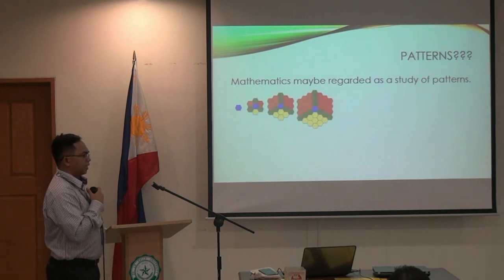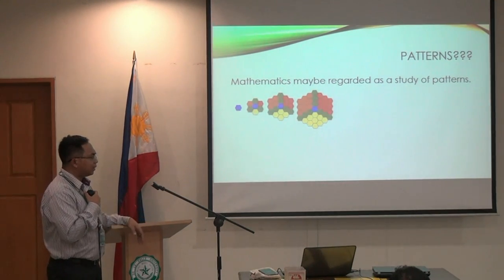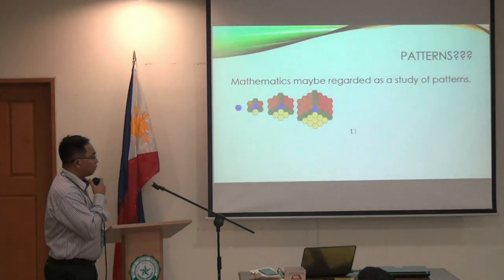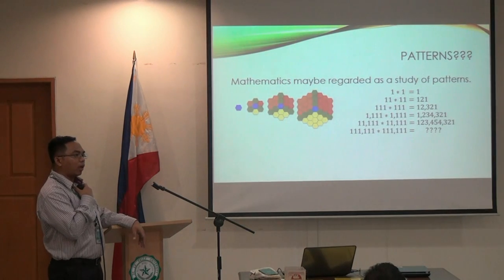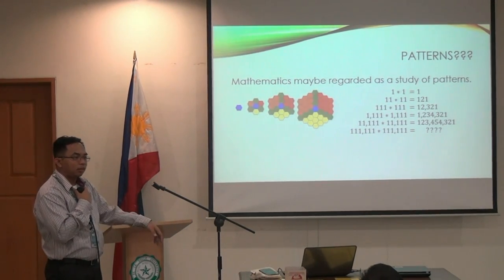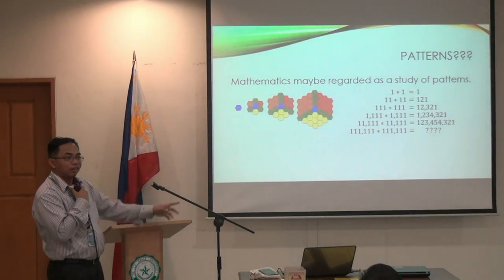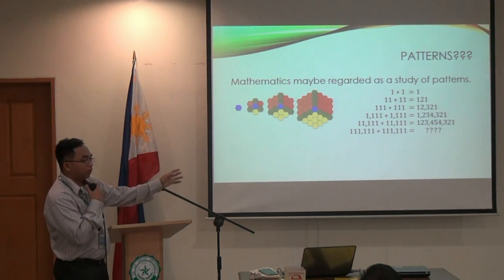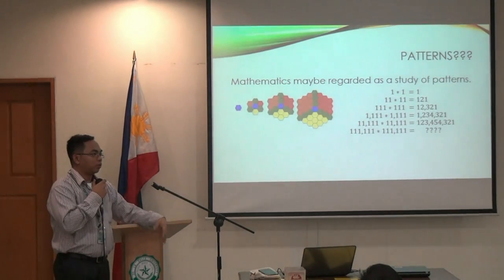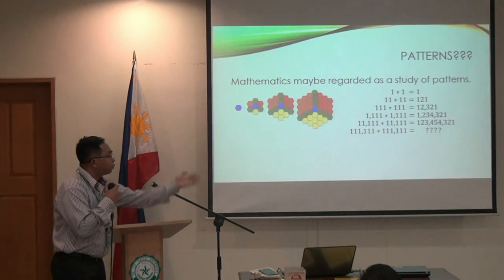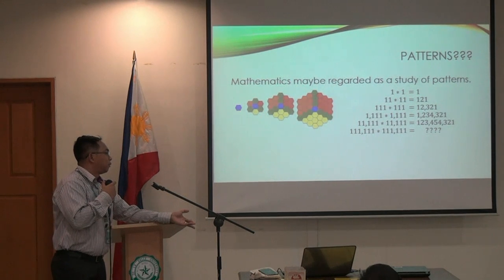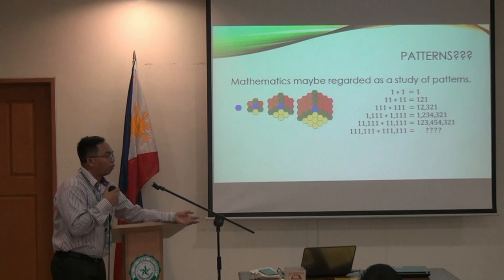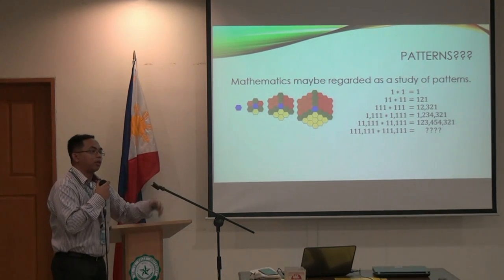Some students would say, oh, patterns. When you talk about patterns, it's just these sequences of figures. Or some would say it's a way of computing things. Well, what will be the next answer there? That should be 1, 2, 3, 4, 5, 6, 5, 4, 3, 2, 1. So I would then ask, what would be the next line in that pattern? You would say there will be 7 ones times another 7 ones, and the result would be 1, 2, 3, 4, 5, 6, 7, 6, 5, 4, 3, 2, 1, and so on.